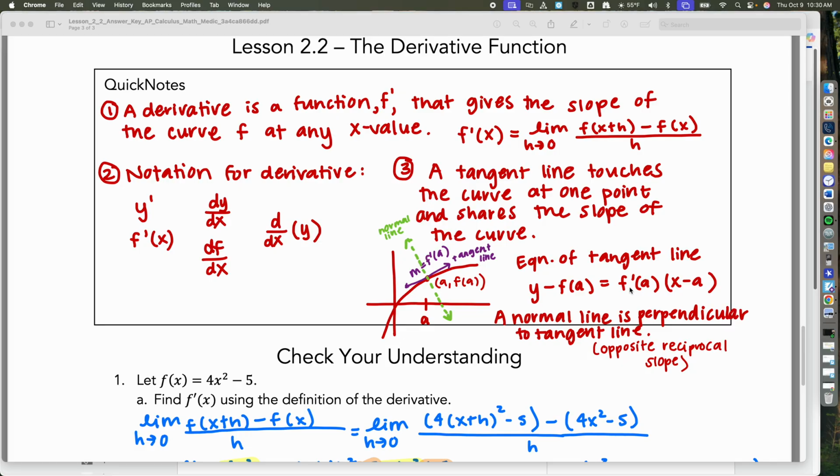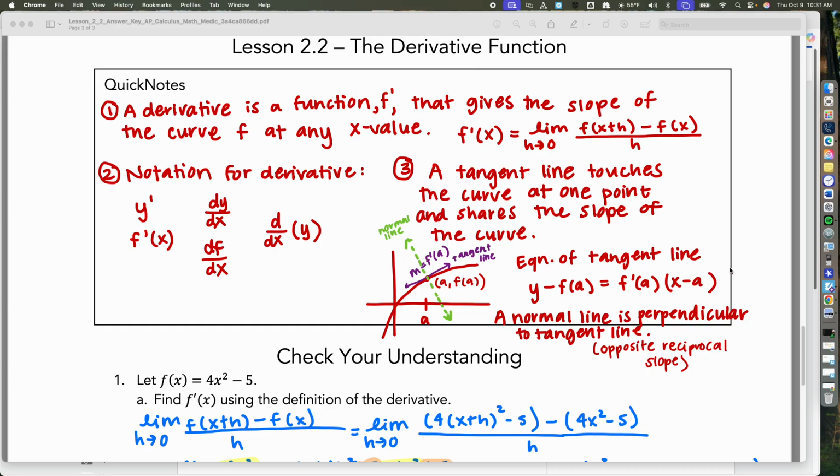23? All right, perfect. Can you tell what other one piece of information is written in this? It's not using X's and Y's, they use A and F of A. Okay, the point. So it has an X and a Y value written in there. So if you read that, it says Y minus F of A equals F prime of A times X minus A. This is point slope form from pre-calc and Algebra 2.